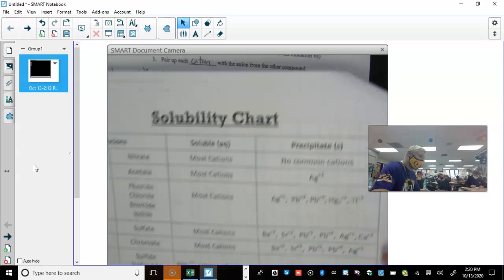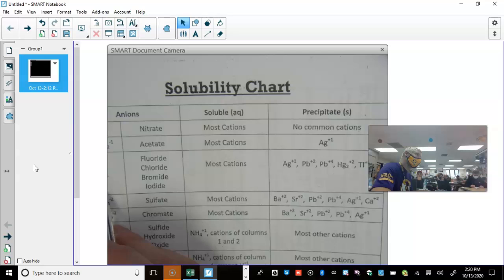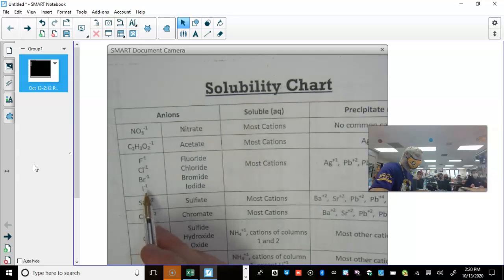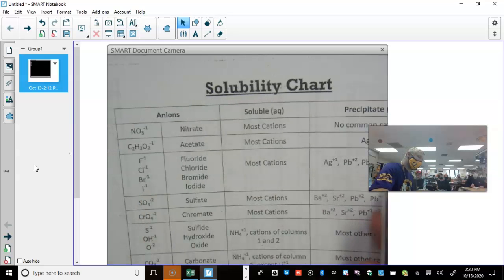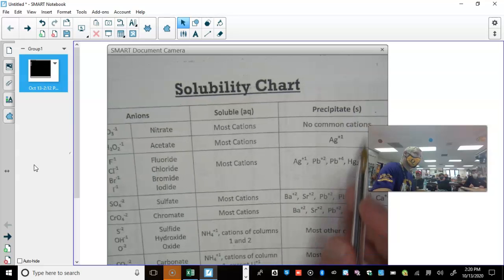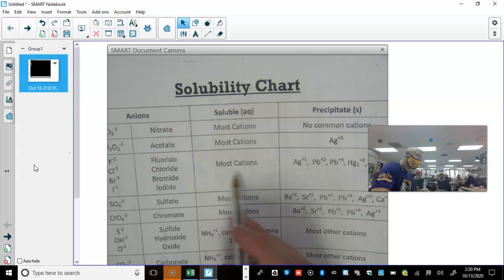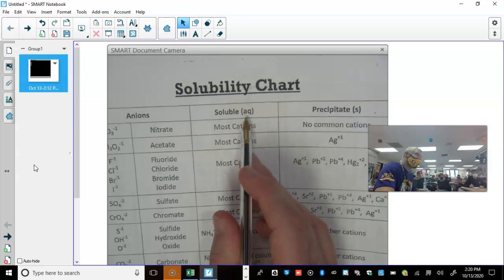And then MgI2. So iodine is right here. And Mg, is it any of these elements, Mg? No, it's not. So it's not a solid, so it's going to be most cations, which is aqueous.